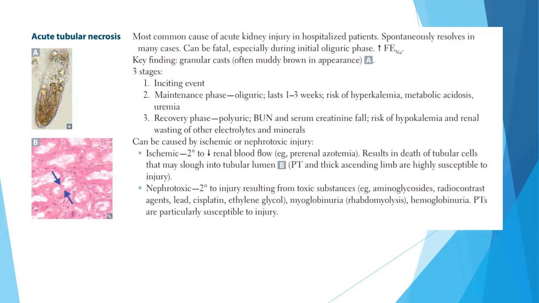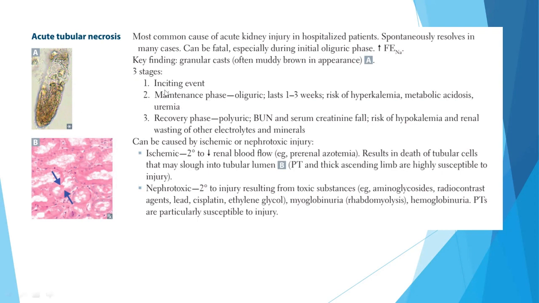Now let's talk about acute tubular necrosis. The most common cause of acute kidney injury in hospitalized patients is acute tubular necrosis. It spontaneously resolves in many cases, but can be fatal, especially during the initial oliguric phase. There is an increase in the fractional excretion of sodium, and the key finding is granular casts, which are often muddy brown in appearance. You can see here, this is the muddy brown cast.